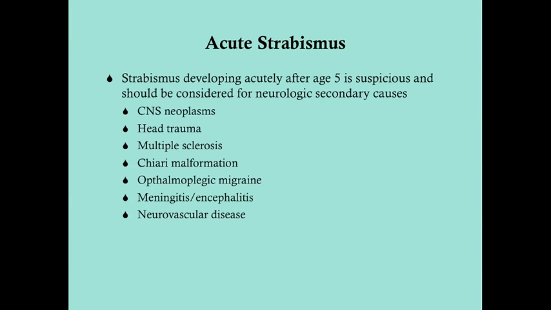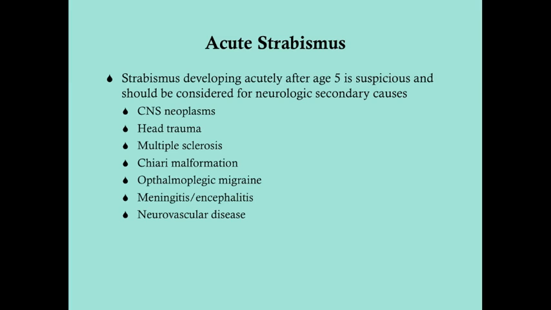Okay, so one other thing that has to do with strabismus is an acute strabismus. Most strabismus develops before age 5, before a kid goes off to school. If you develop strabismus and you're older than 5 years of age, especially if it develops acutely, that is suspicious for a neurologic secondary cause. Some things that can cause that are CNS neoplasms, head trauma, multiple sclerosis, Chiari malformation, ophthalmoplegic migraine, meningitis and encephalitis, and neurovascular disease.